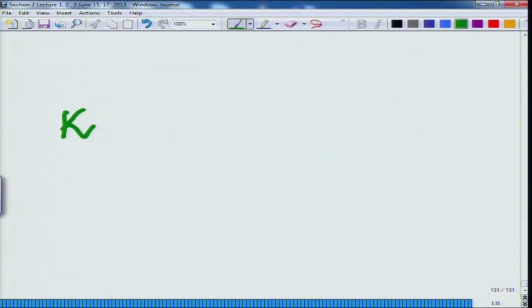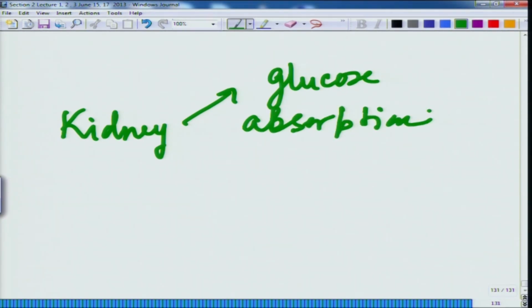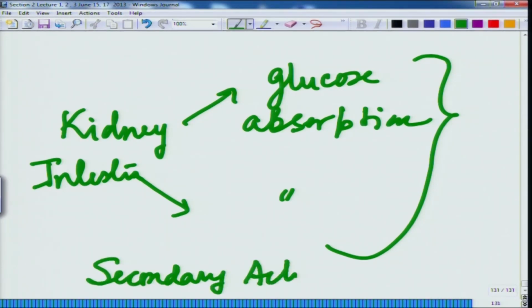Some of the examples where co-transport and counter-transport phenomena are used, which I needed to highlight, are especially in the kidney, in glucose absorption, so that we do not lose glucose. Then in the intestine, glucose absorption. These are all secondary active transport phenomena. Okay.